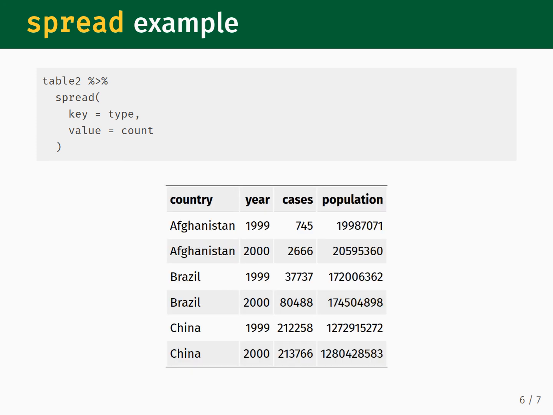We execute the commands, and we end up with the following table. This is the same as the tidy version of the table we saw earlier, so we have achieved our goal of making Table 2 tidy.